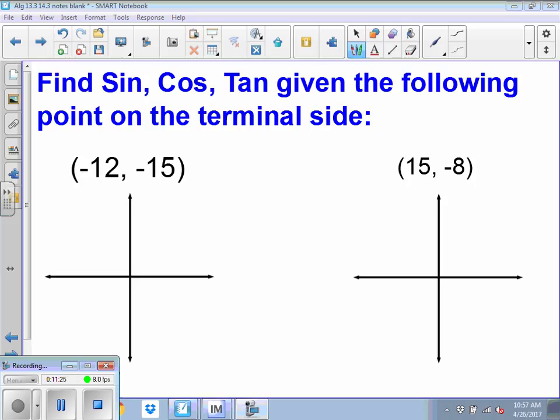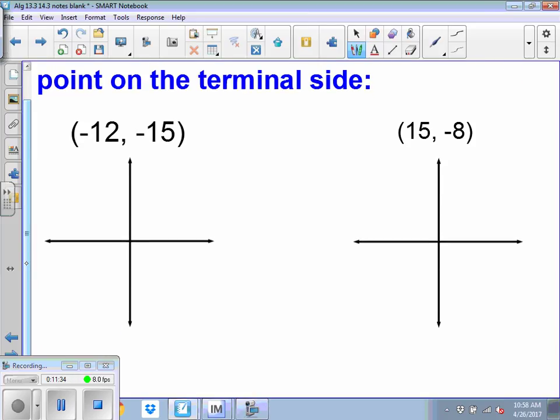Third, right? So this is what I do. You may not want to do it this way, but this is what I do, because it's kind of killing 2 birds with 1 stone, so to speak. So start at the origin. -12, where do I go? So -12, and then down -15.